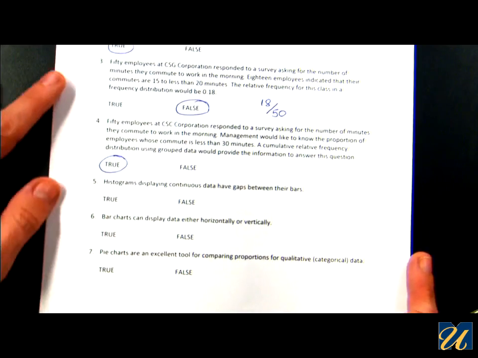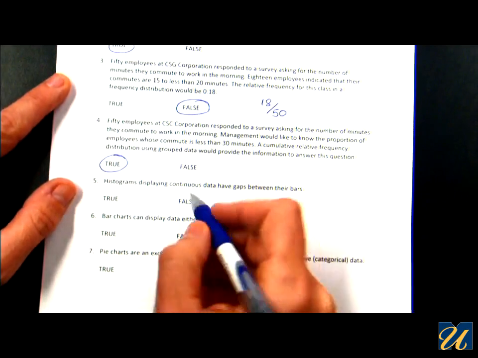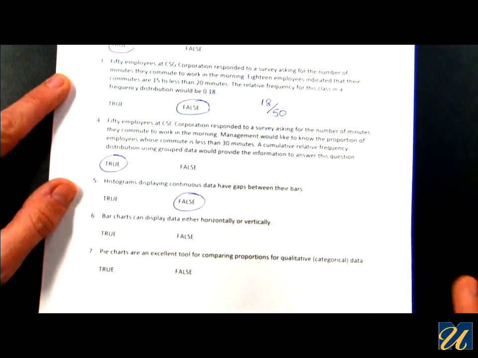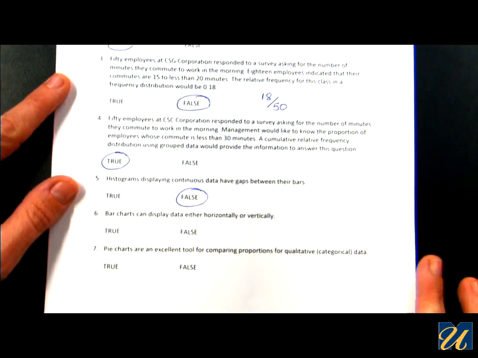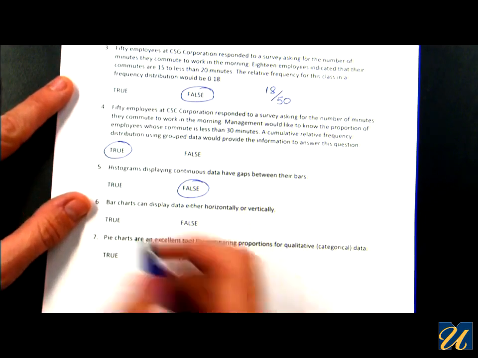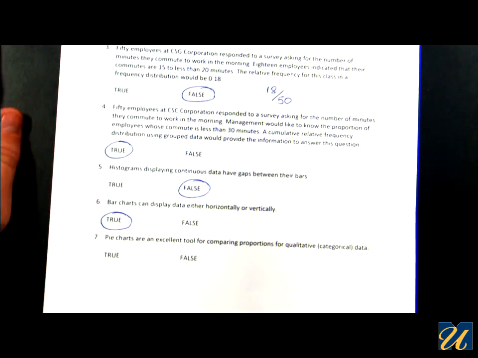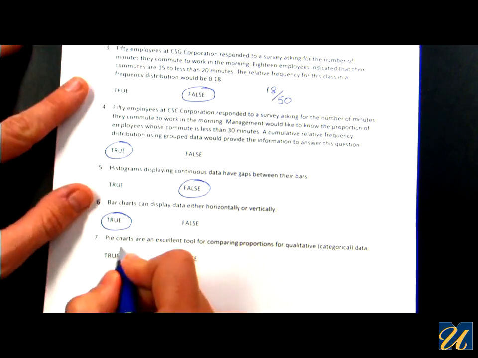Histograms displaying continuous data have gaps between their bars. This is false. The bars are connected when we construct histograms. Bar charts can display data either horizontally or vertically. This is true. Pie charts are an excellent tool for comparing proportions for qualitative data. This is also true.